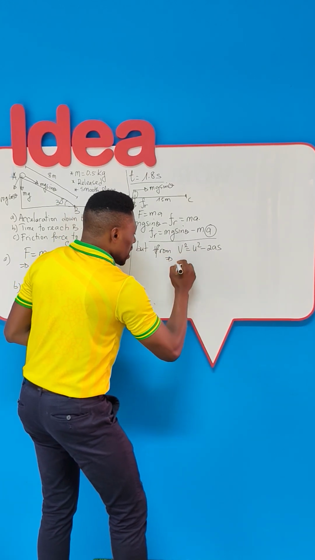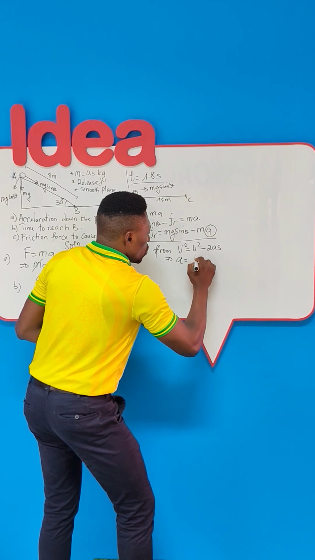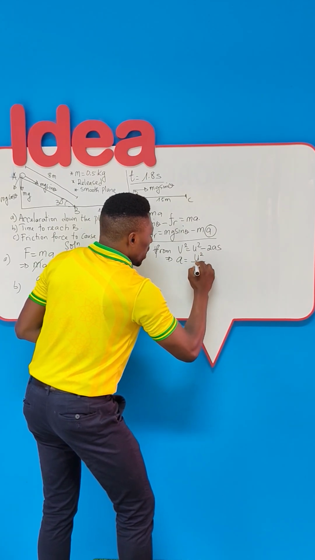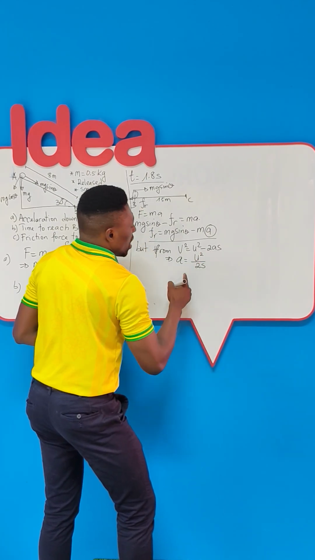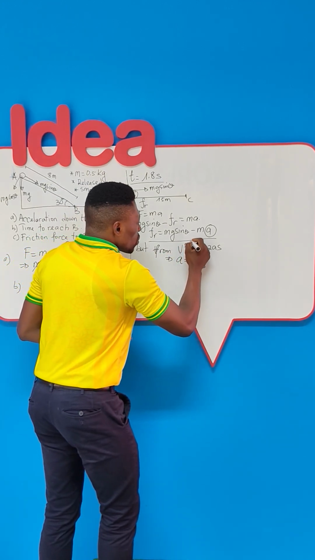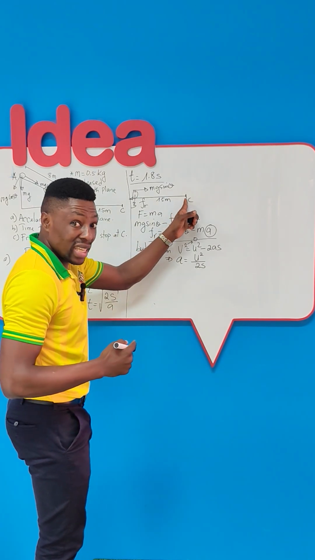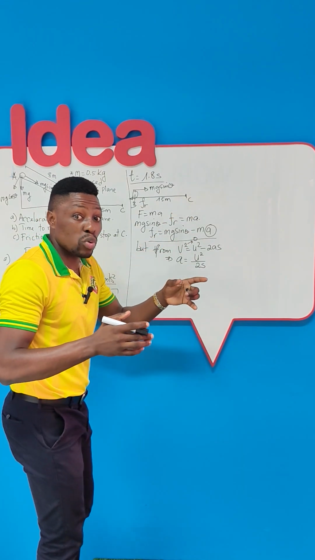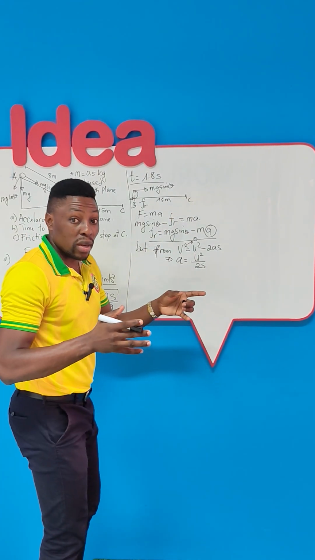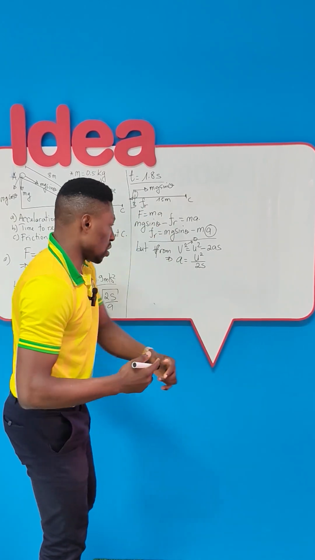Okay, so let us make a the subject of this formula. This implies that acceleration is going to be equal to u squared divided by 2 times s. Now, where have I left out v? v is going to be equal to 0. And why will v be equal to 0? Because at point C, the object has to come to a complete stop, and complete stop implies that the final velocity is 0.